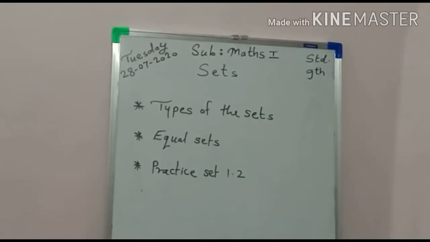Okay. So in our last lecture on Friday, we learned about the types of sets. The four types. Which are the types? Yes, singleton set, empty set, finite set, and infinite set. Also, we studied equal sets, the concept of equal sets, and using this we solved practice set 1.2.